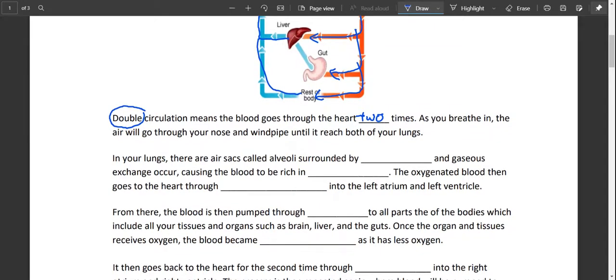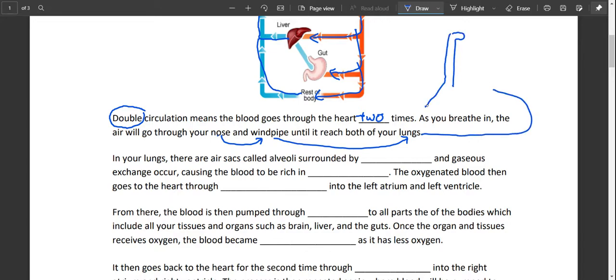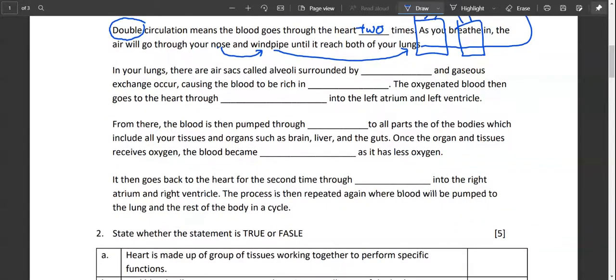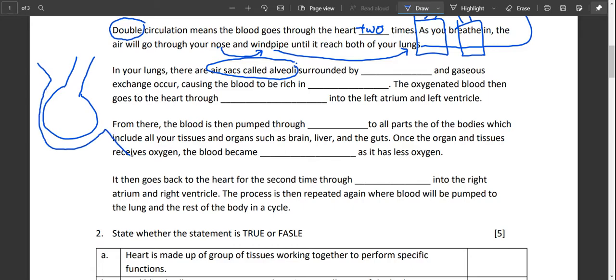Second one, as you breathe in, the air will go through your nose. After your nose, it goes to your windpipe until it reaches both of your lungs. Remember your lungs. This is your nose, followed by your windpipe, followed by your lungs, which is on the left side and the right side of your body. In your lungs, there are air sacs called alveoli.